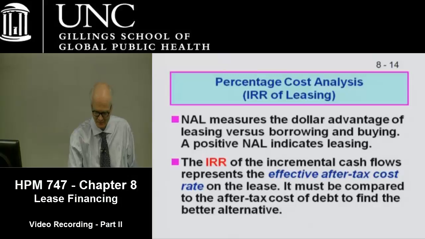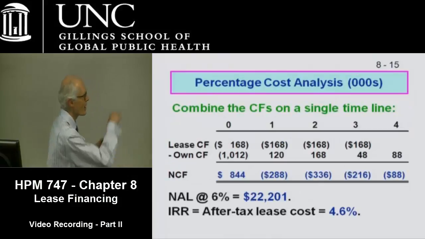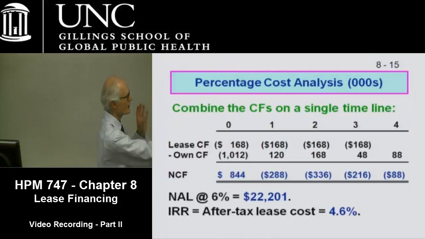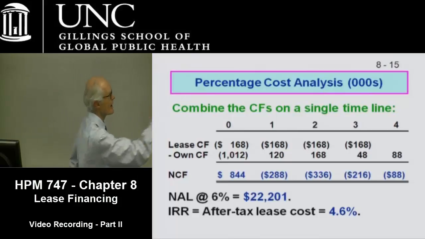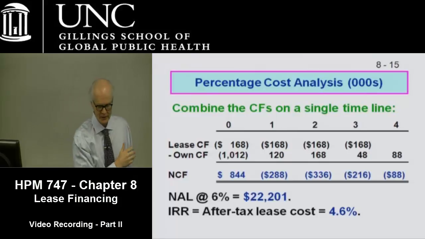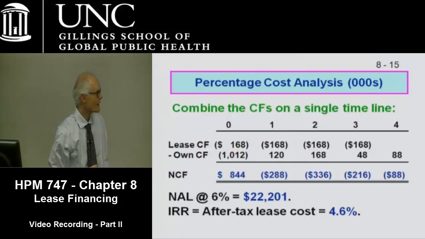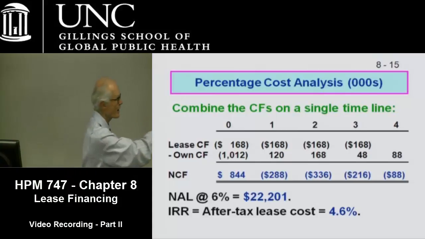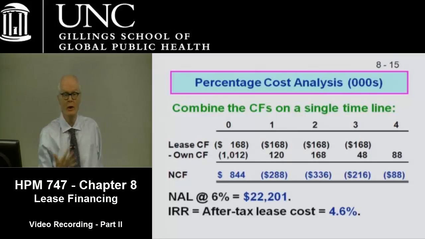So what do we do? I've got the leasing cash flows there. We've already calculated all those numbers. Those are the net cash flows from leasing. Those are the net cash flows from borrowing and buying. We take the difference between those two numbers, and we discount those numbers, and we find the IRR. You just highlight those numbers, the 844 over the negative 88, use the IRR formula, and it will come out with 4.6%.